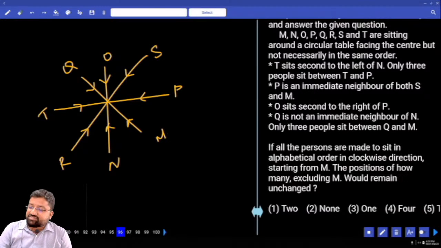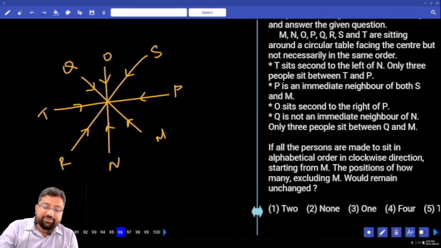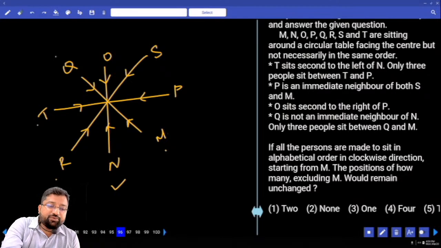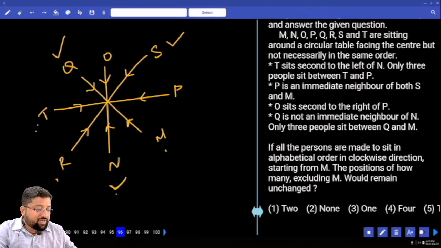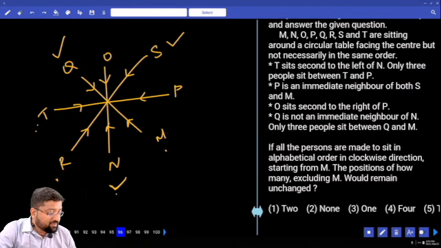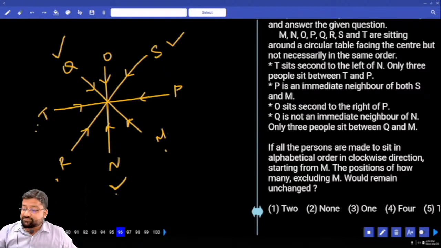If all the people are made to sit in alphabetical order in clockwise direction starting from M, the position of how many, excluding M, would remain unchanged? So from here we are starting M, N, O, P, Q, R, S, T. Excluding M, how many positions will change? 3. Option 5.